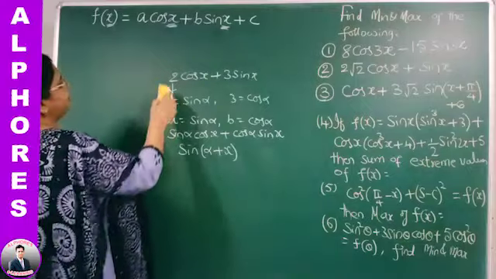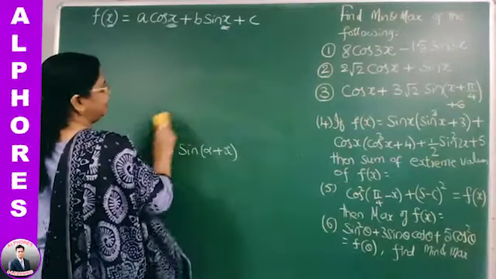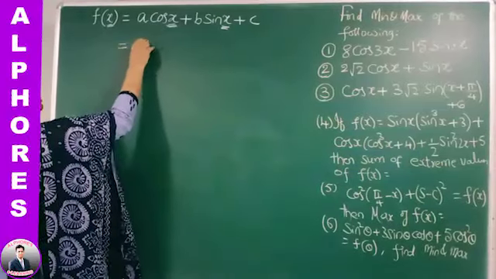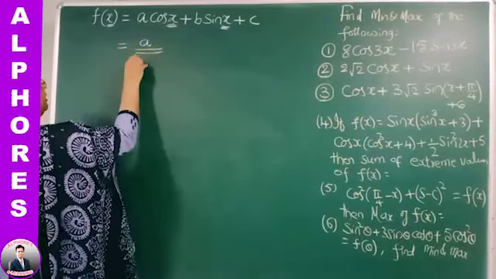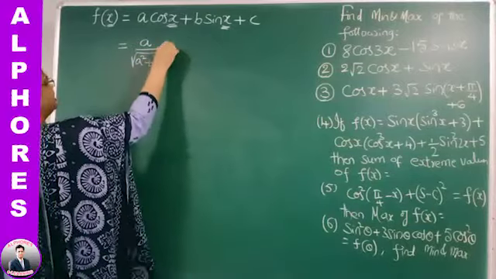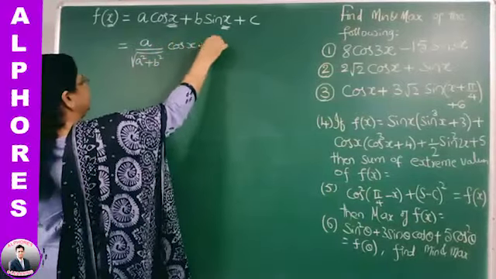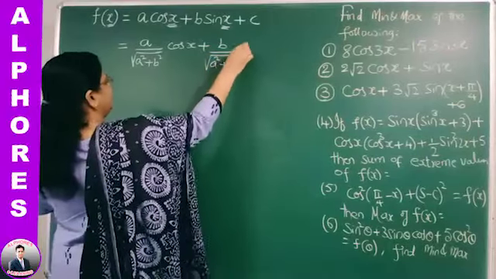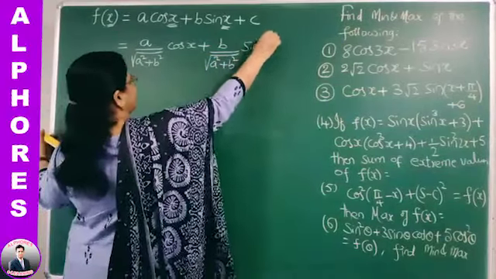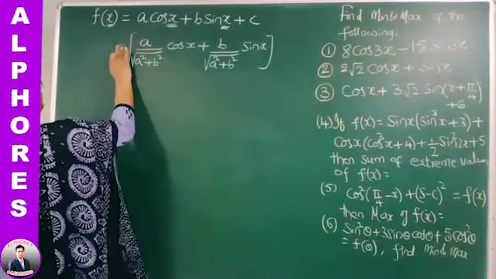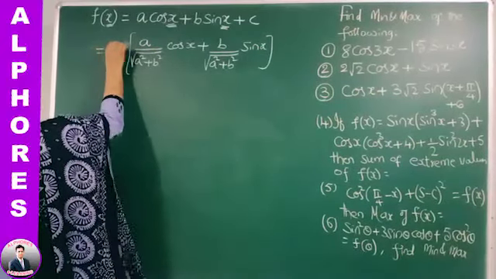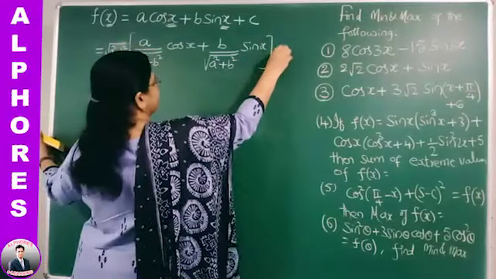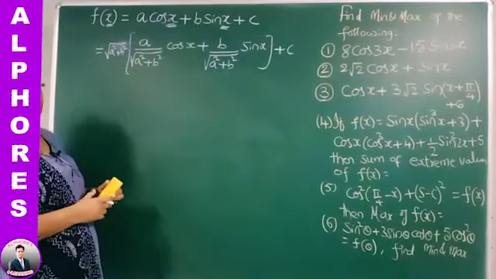Then what to do here? We multiply and divide with a particular quantity, that is nothing but here a divided by under root of a square plus b square into cos x, and again plus b divided by under root of a square plus b square into sin x, right? As we multiplied and divided by this quantity, therefore immediately multiply here, that is a square plus b square and existing c as it is, right?